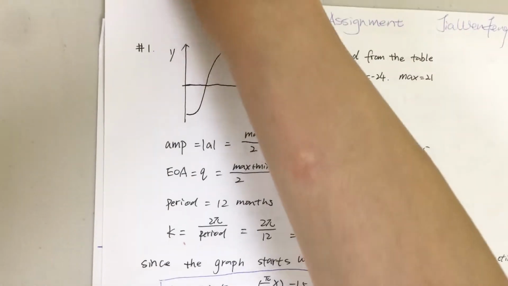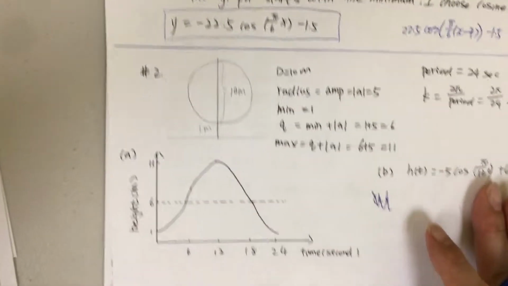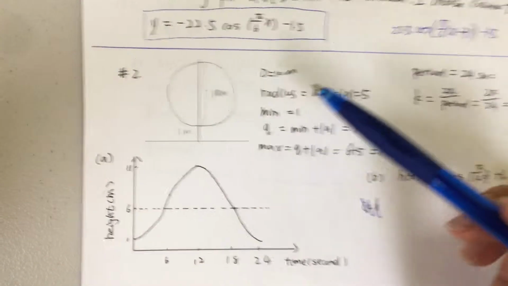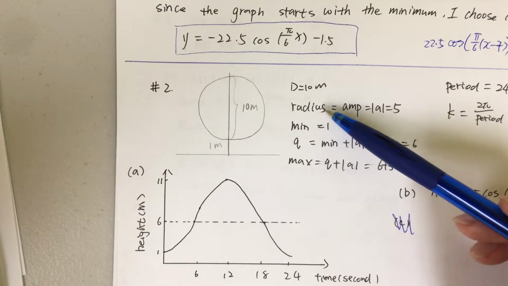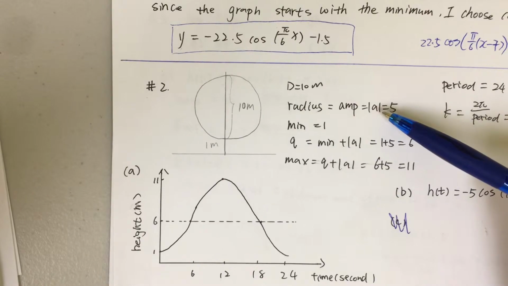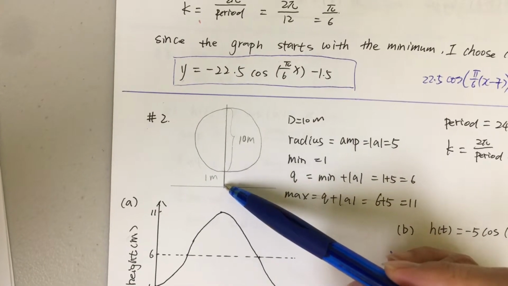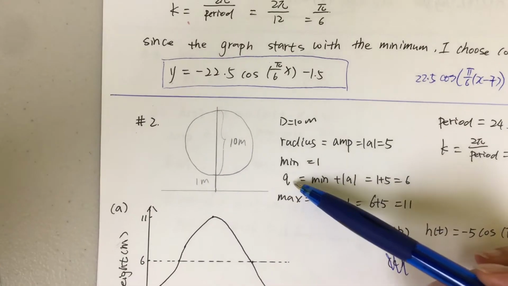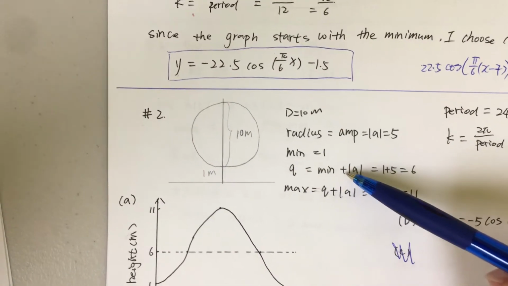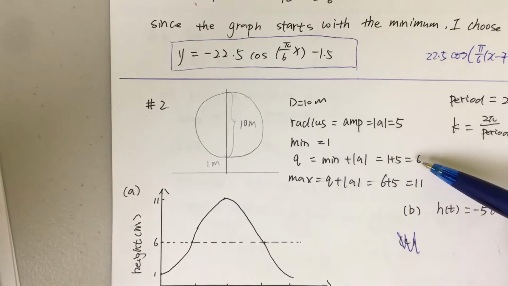So now let's move on to question 2. Question 2 is a word problem about Ferris wheels. Very similar idea. Given the diameter is 10 meters, we know the radius, which is the amplitude, will also be the absolute value of A. The minimum is 1, which is 1 meter, the lowest point from the ground. So we know the D value, or Q value, equals the minimum plus the absolute value of A, which equals 6.